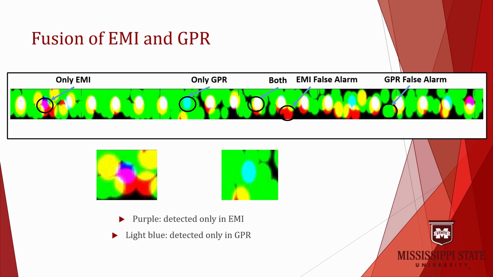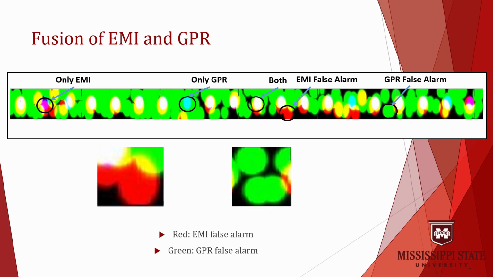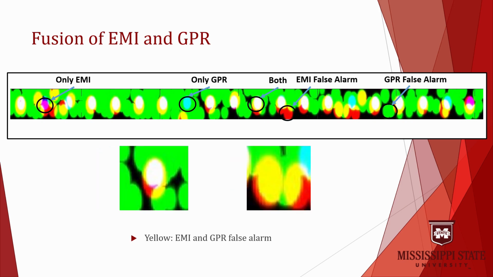So we know right off the bat now that if we have both of these sensors, we can increase our detection rate. So we can go further in a little bit. The red dots are where the EMI is a false alarm, and then the green is where the GPR is a false alarm. And of course we have the yellow dots where both EMI and GPR got it wrong.